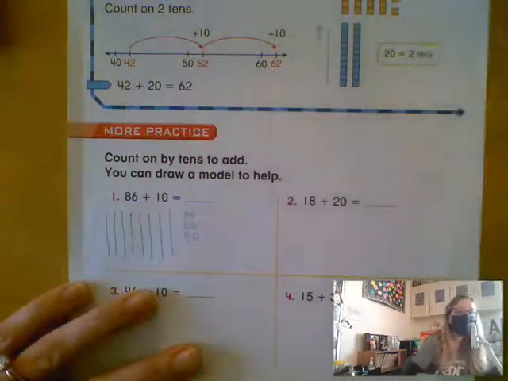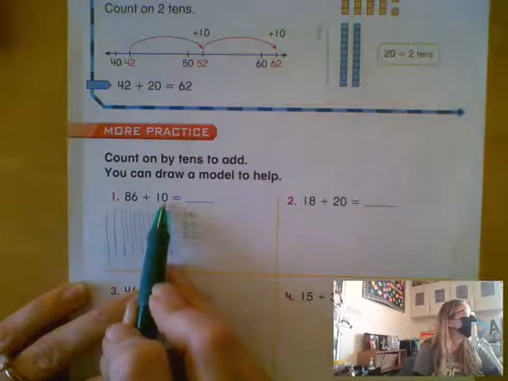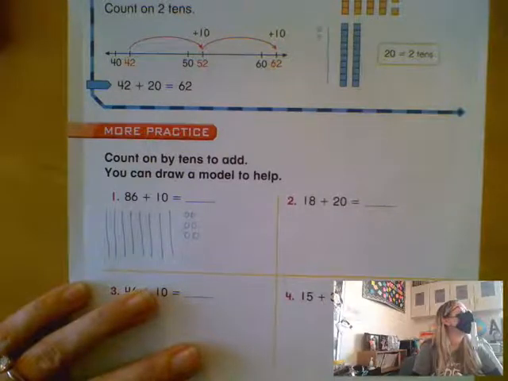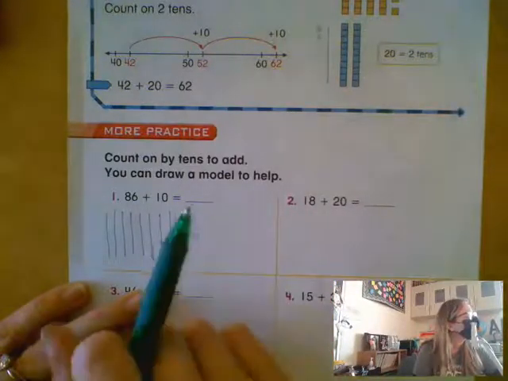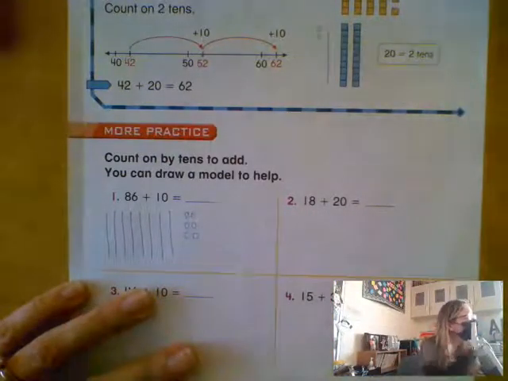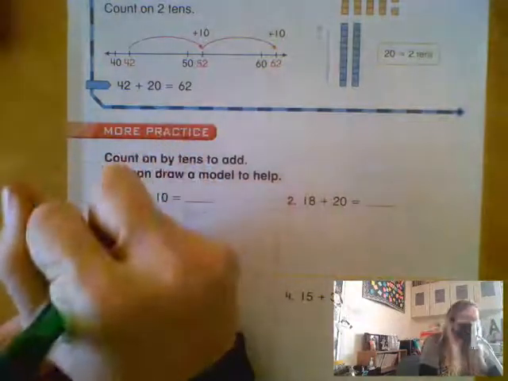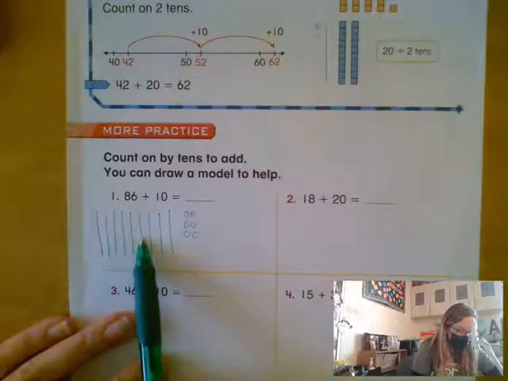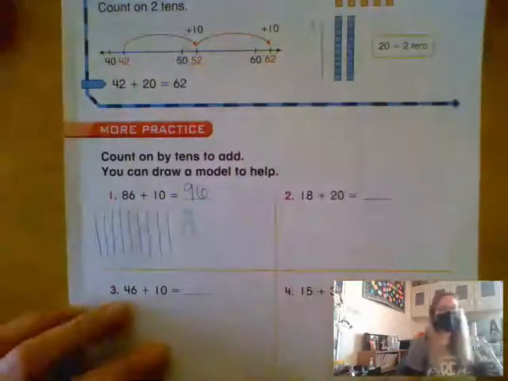Now, Emma, how many tens do they want me to add? 10. How many tens, though? 10 is how many tens? If I have 1 10, how many tens is that? If I have one group of 10, how many full 10 frames is that? 1. So I'm going to add 1 more, right? So I just added 1 more. So now I have 1, 2, 3, 4, 5, 6, 7, 8, 9 tens. And I still have 6 ones.